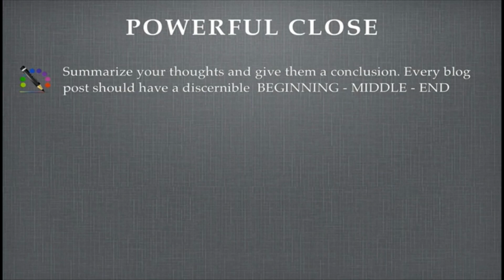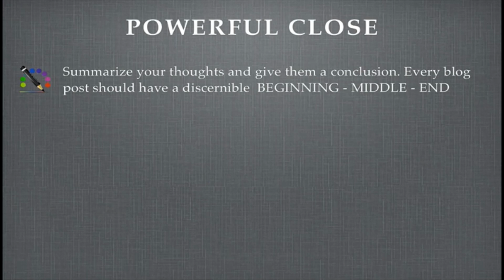Have a powerful close. The powerful close is done by summarizing your thoughts, giving them a conclusion, and having a discernible beginning, middle, and end. They need to know it's the end of the post. They need to know it's the beginning of the post because you're starting the story. The middle is where you're giving them the modular content, A, B, C, D, step 1, step 2, step 3, and the end is the summary.